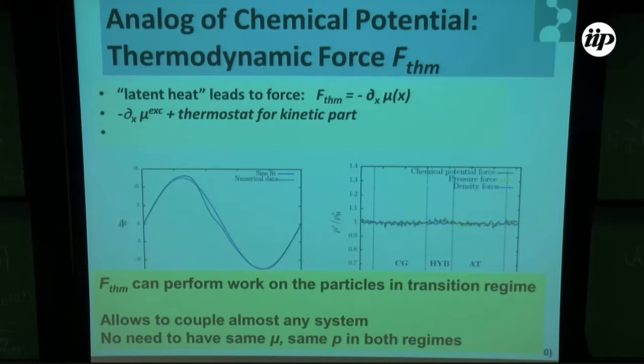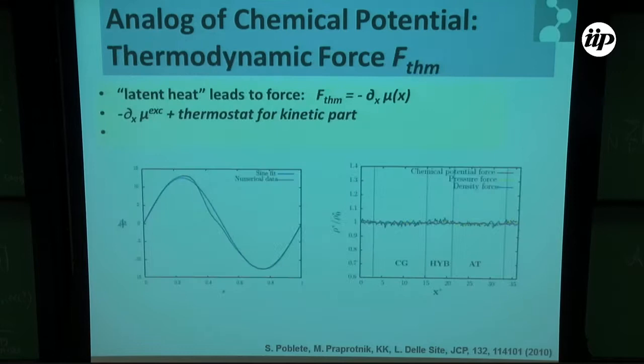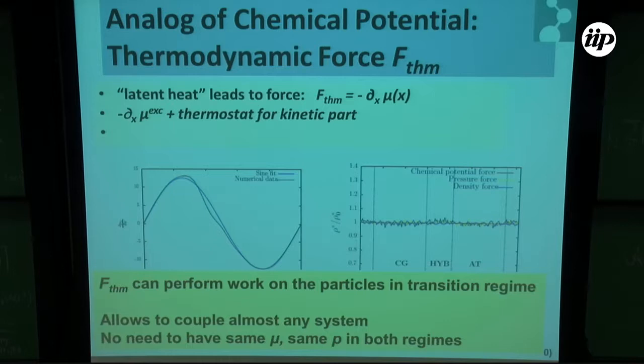And what is another aspect, and this will become very important later on. The way it's done here is that the excess chemical potential here and there is essentially the same, which means the difference is zero. But there's absolutely no reason why this transition zone cannot perform work. I can adjust this so that this transition zone performs work on the systems. That means that in principle I should be able to couple very, very different systems, and you will see examples of that later on.